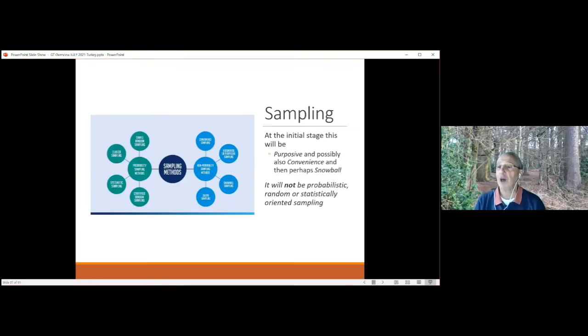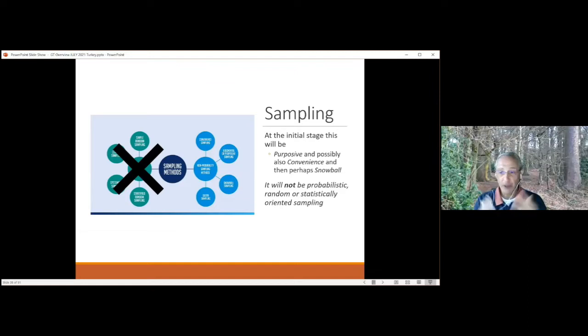So I've mentioned sampling. Sampling in grounded theory is initially purposive: I need to talk to these people because that's the area I'm interested in. It may be convenience as well. Why have you chosen those people? Well, because I have access to them. And it may be snowball sampling, because they will then tell me about a few other people that I can contact. And it's very important that you make it clear it's not probabilistic sampling.